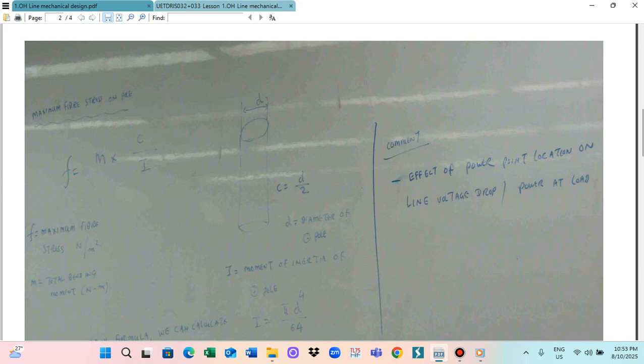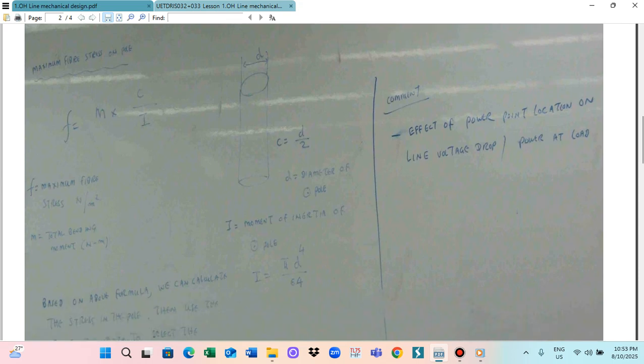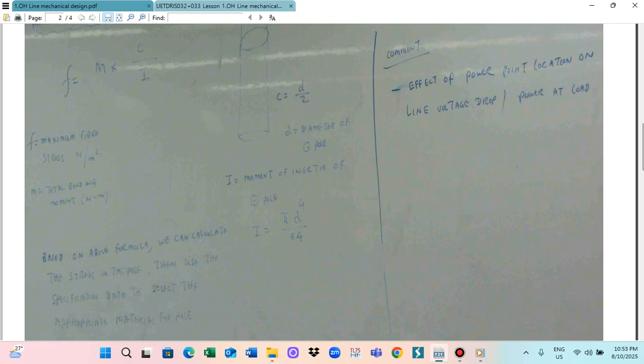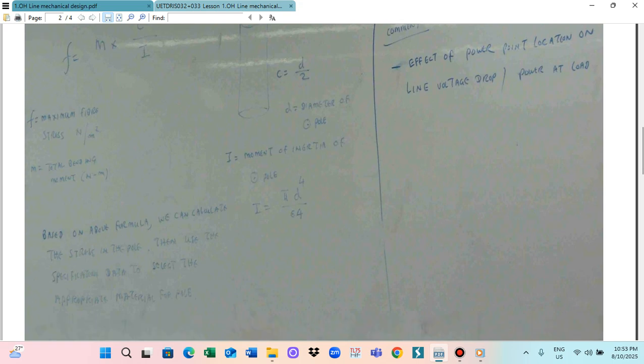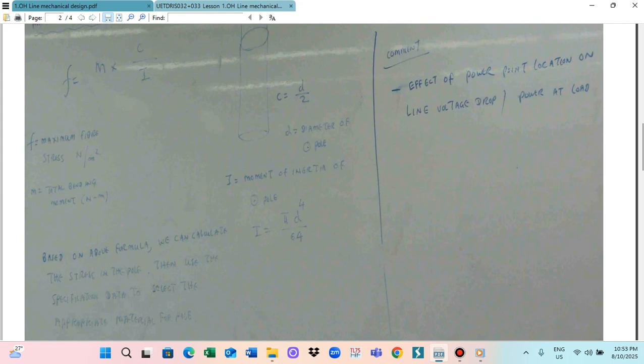So this stress is the pole stress. This stress will be compared with the standard pole. We use timber, and there are different kinds of timber, concrete, and iron. Those materials have an allowable stress. So we compare the actual stress with the allowable stress in the specification, and then we can select the appropriate pole.